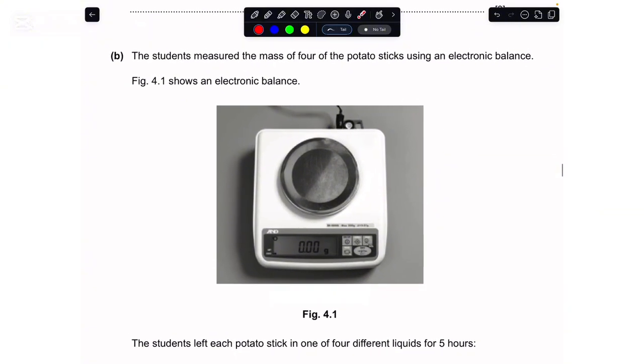Now, if we move on to part B, they say that we have students who measured the mass of 4 potato sticks using an electronic balance. So they have some potato sticks and use this electronic balance to measure their mass. At the moment we don't see any potato stick in this dish, so the value on this apparatus is 0.00 gram, if you look clearly.